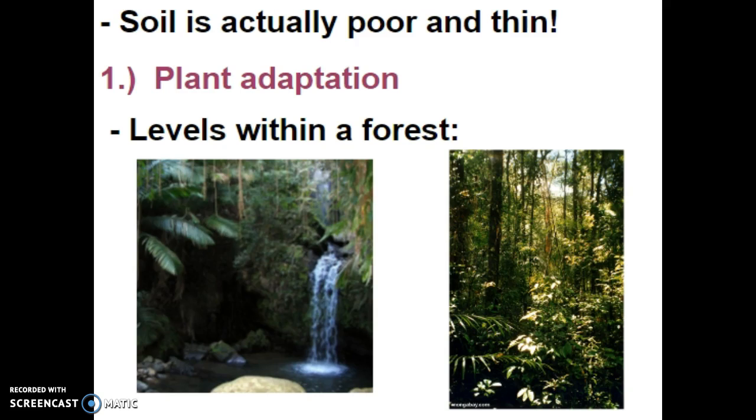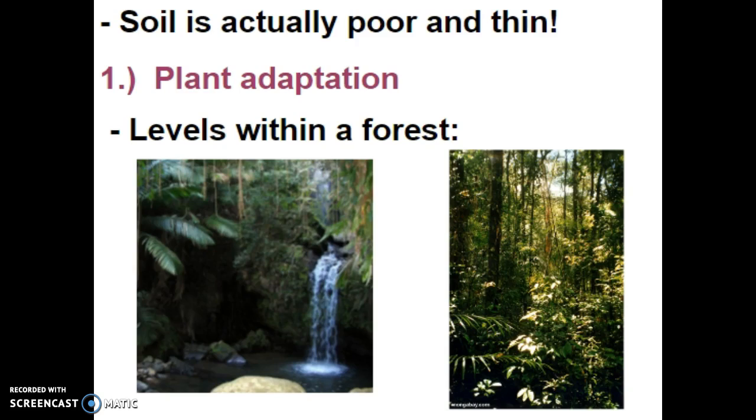The soil of the tropical rainforest is actually not that great. It's very low in many types of nutrients that some plants require. And the soil has a very thin organic layer. But the trees that live in the tropical rainforest have adapted to these soil conditions, and they actually thrive with low levels of nutrients and a very thin organic layer.